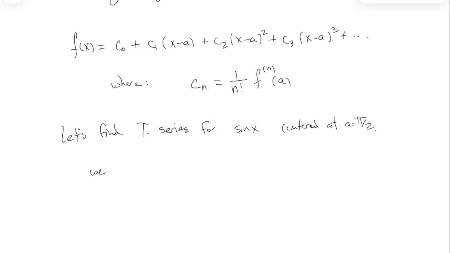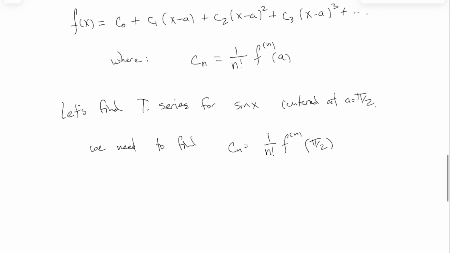So we need to find Cn, which is 1 over n factorial times the nth derivative of f at pi over 2. And this is the hard step, I guess. It's not really hard, but you have to figure out what these derivatives are, the nth derivative of f, and then plug in pi over 2. Towards that end, remember my function is sine of x, so f of x is sine x.